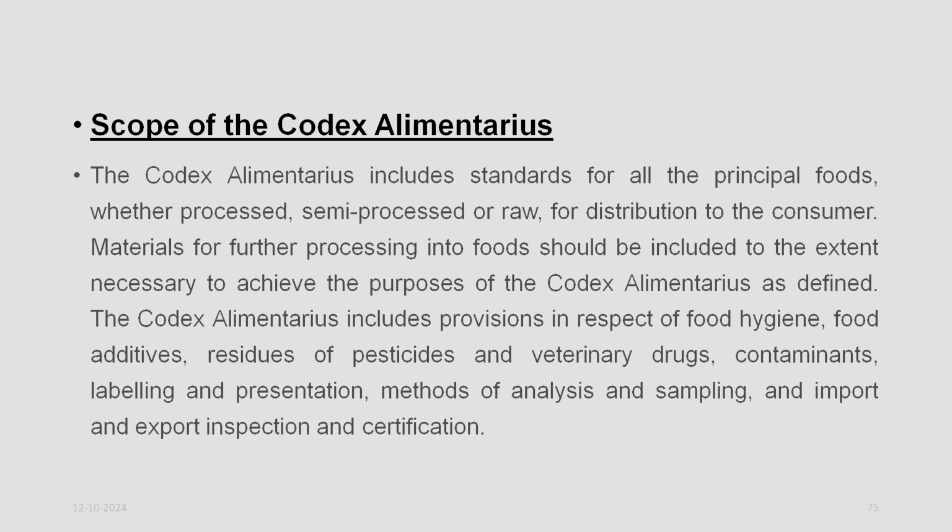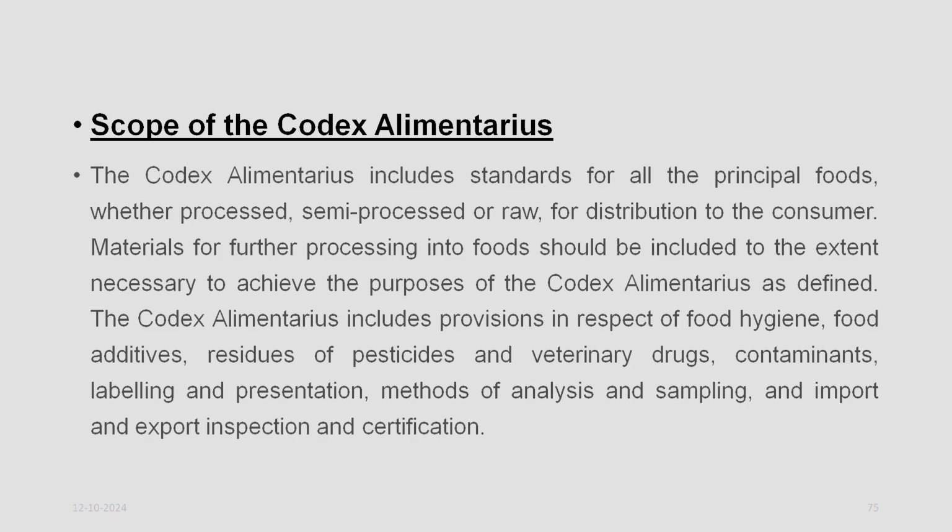Scope of Codex Alimentarius. The Codex Alimentarius includes standards for all the principal foods, whether processed, semi-processed or raw, for distribution to the consumer. So these standards are not simply for completely processed food; the Codex Alimentarius has standards for foods in different states, which can be processed food, semi-processed food or raw food. In all these categories they define the health standards for distribution to the consumers.